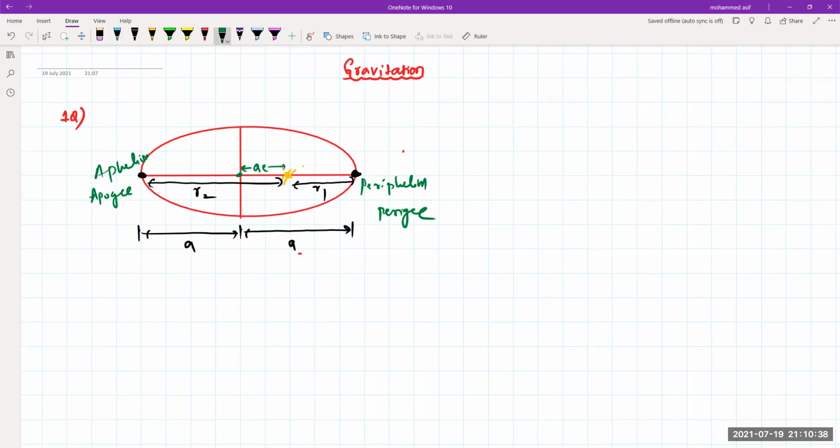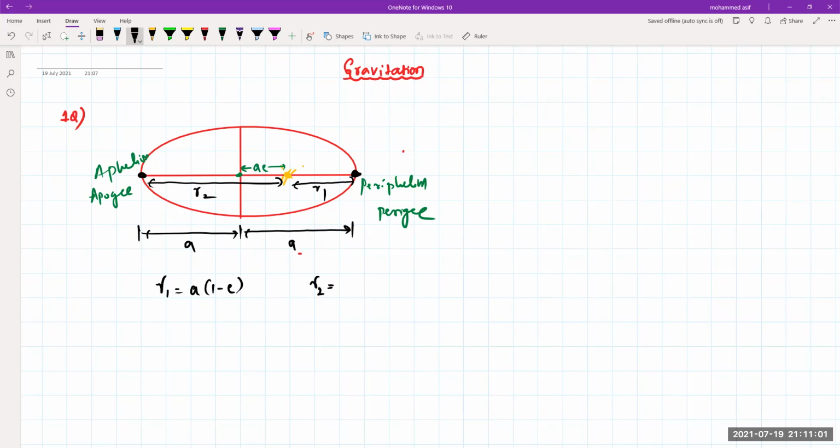Now tell me, the distance which is closest to the sun, this distance R1 is equal to how much? R1 is the closest distance. So this R1 will be equal to A into 1 minus E. I hope the ellipse has been completed. That is the reason I'm writing the relation directly. Otherwise, we would need to go for the proof of this. The ellipse is completed.